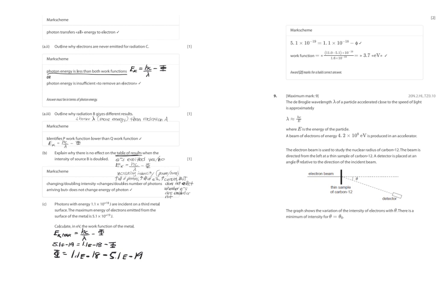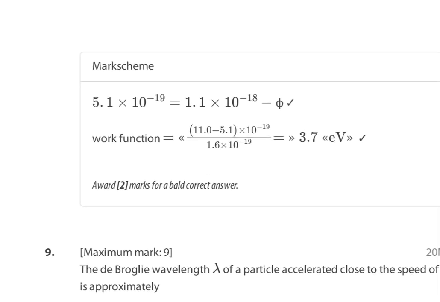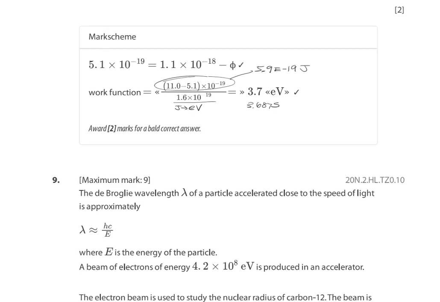So that's 1.1 times 10 to the negative 18 minus 5.1 times 10 to the negative 19, which is what this says over here. And because they want the work function in electron volts, they have the joule to electron volt conversion in here, so we can get the answer in electron volts. In joules, the answer would be 5.9 times 10 to the negative 19 joules, which is 3.6875 eV. Okay, and that was number 8.